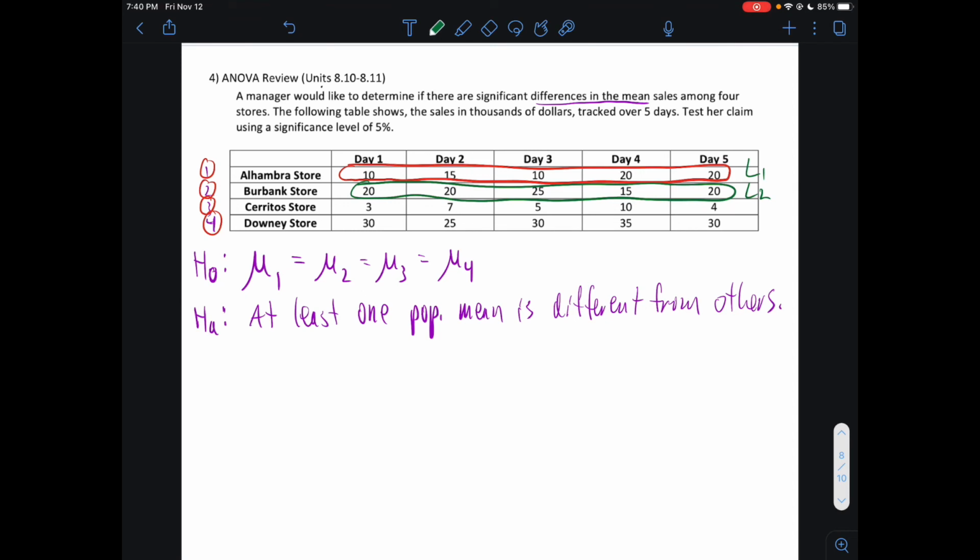Just because it's presented to you here as columns, we aren't looking at something related to each day. We're looking at something related to each store. And there are 4 stores, so there should be 4 lists.